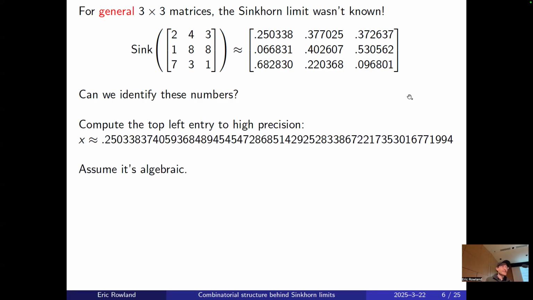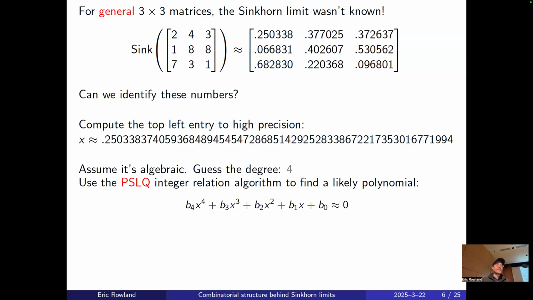Since the other examples we saw all gave algebraic numbers, we can assume, or at least guess, that the result is going to be algebraic here as well. What is a good guess for the degree? Well, since for the symmetric 3x3 matrices the entries had degree 4, we might guess that this number is also a degree 4 algebraic number.